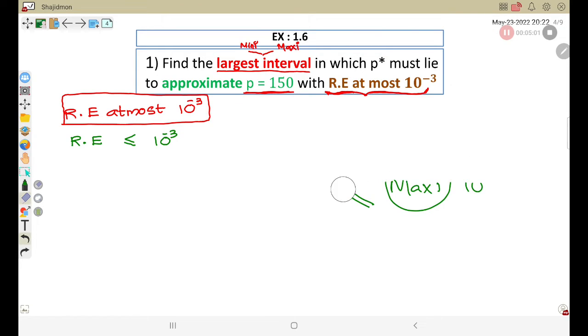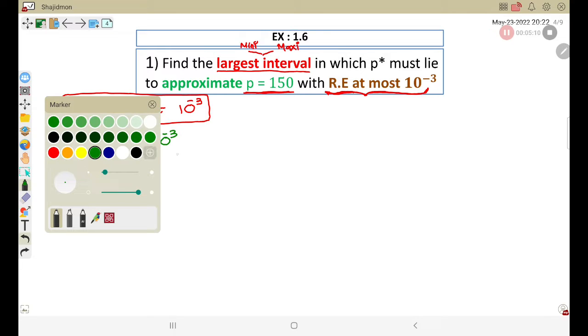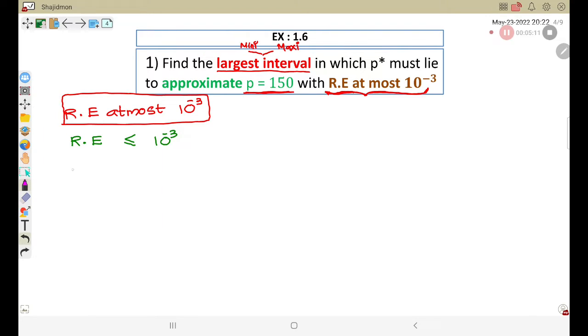So that wording we converted into an equation: relative error less than or equal to 10 power minus 3. Now just write the rule for the relative error. What was the rule for relative error? Absolute p star minus p divided by absolute p less than or equal to 10 power minus 3.